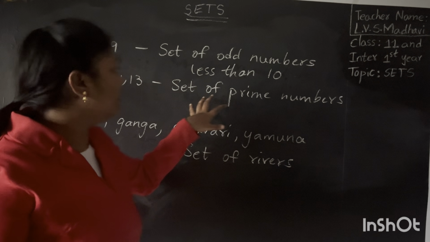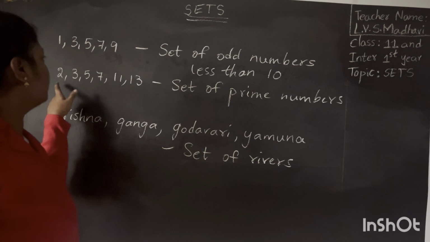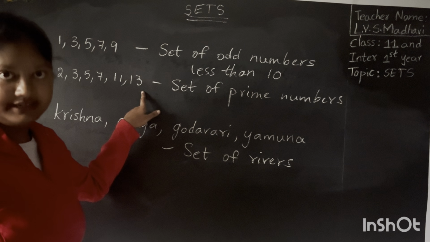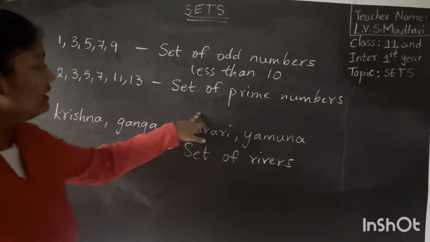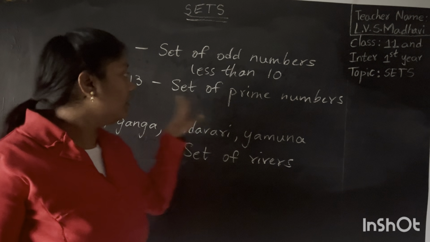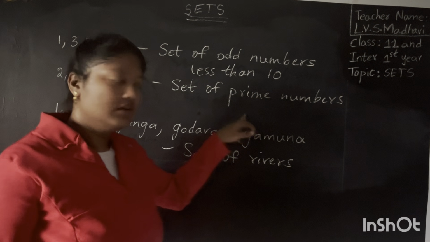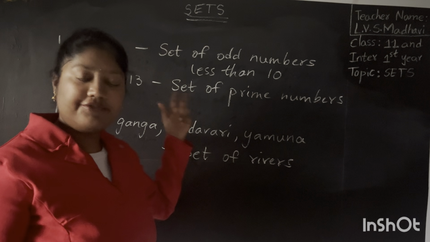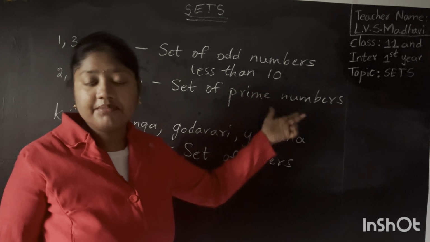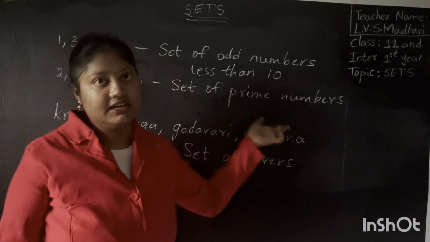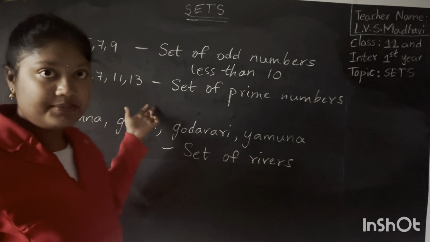In the same way, now try to correct these numbers. For example, here I have written till 13. These are all prime numbers. We can write less than 14 or less than 15, because 15 is not a prime number, 14 is not a prime number. And we can write either it is a set of prime numbers less than 16, because 16 is also not a prime number.